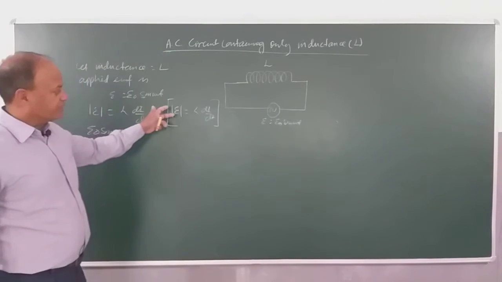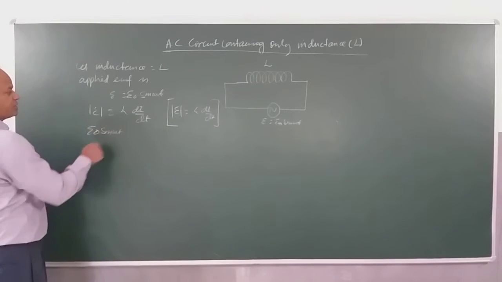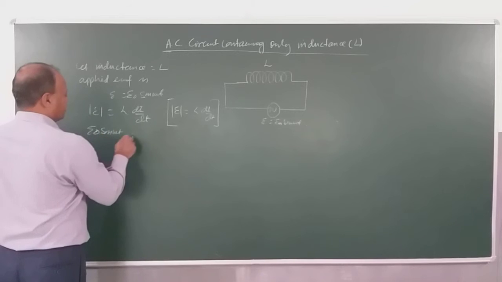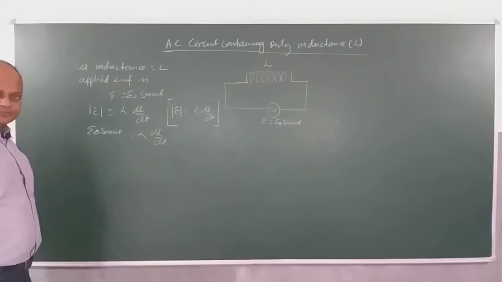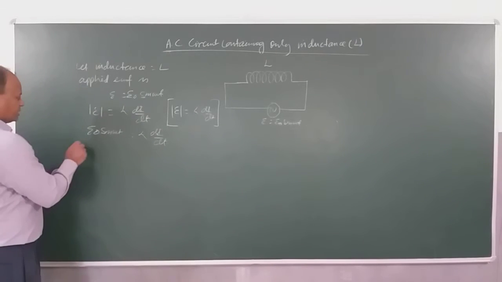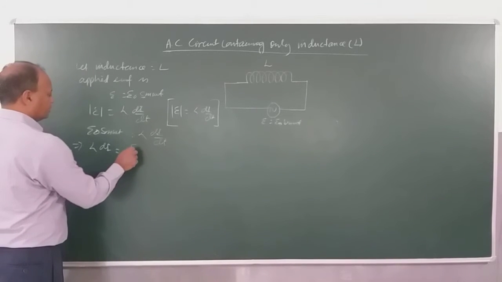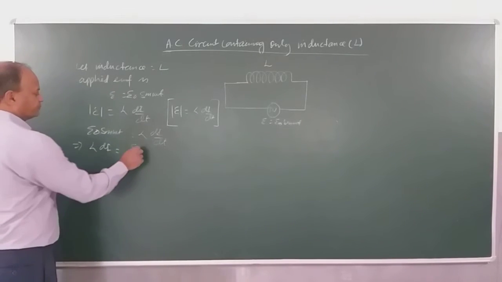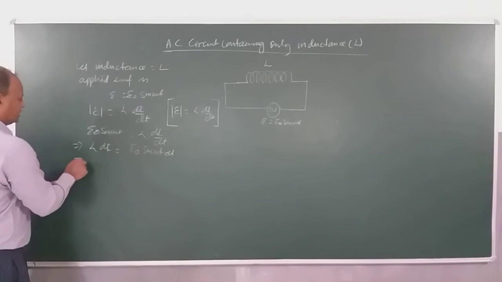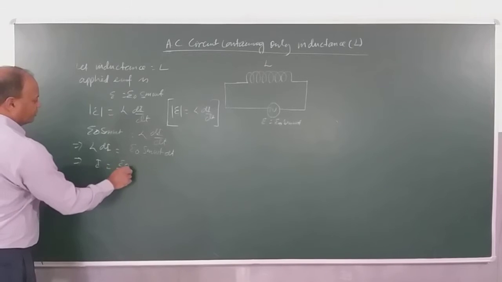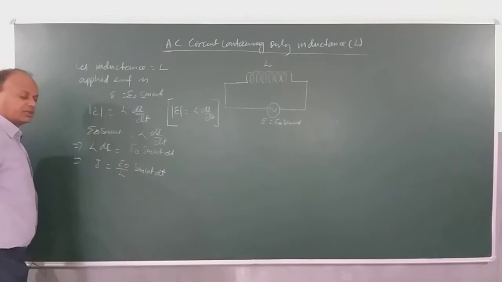Clear? Magnitude of E is L into di by dt. E equals E naught sin omega t. So that becomes E naught sin omega t equals L into di by dt. Now children, this result can be written as L into di is equal to E naught sin omega t dt, and you can also write di equals E naught by L sin omega t dt. Clear?